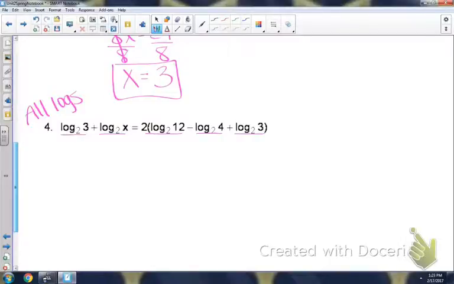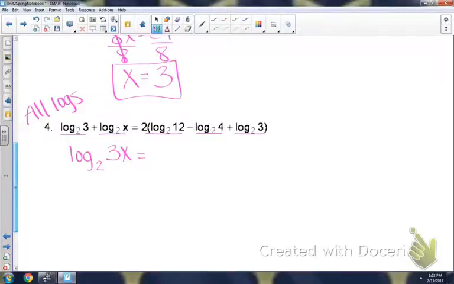Okay, so looking at the left side, we're adding those. So to condense, we'll multiply. Log base 2 of 3 times x, which would be 3x. So we're good on the left side.